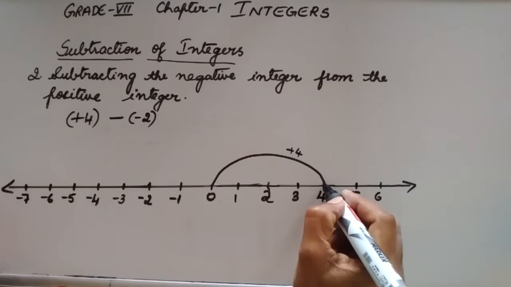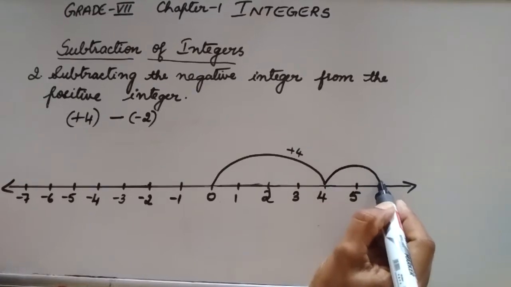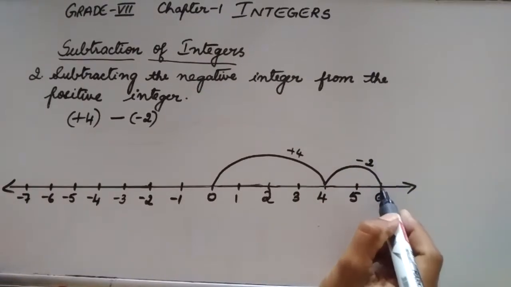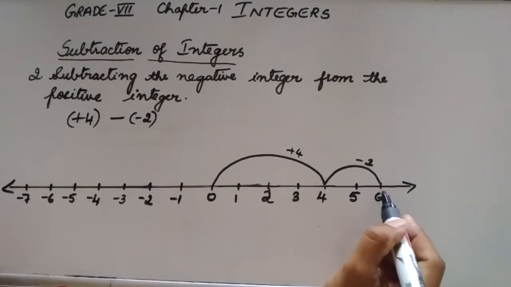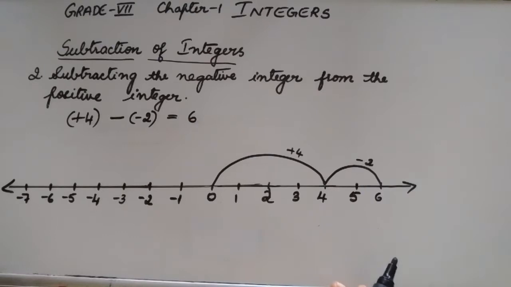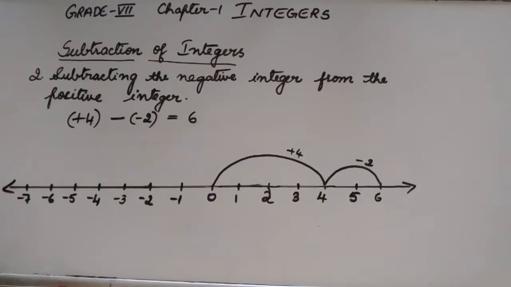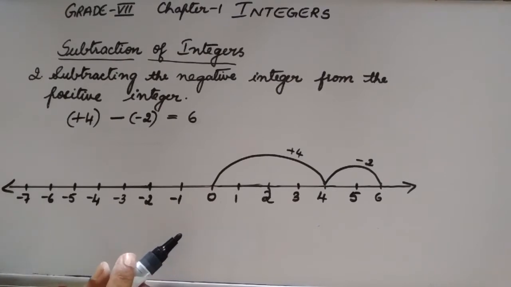So I need to move 2 steps to the right. That is 1 step, 2 step. So I reached here. So this is minus 2. So I reached which number? The number 6. So the answer is 6 or plus 6. Did you get this, students? This is how you subtract the negative integer from the positive integer on the number line. So let us see the third type.